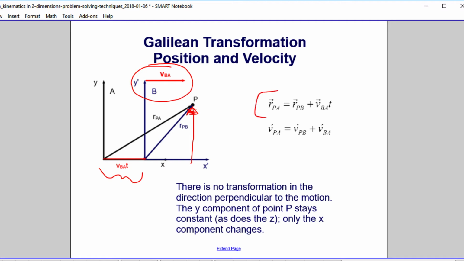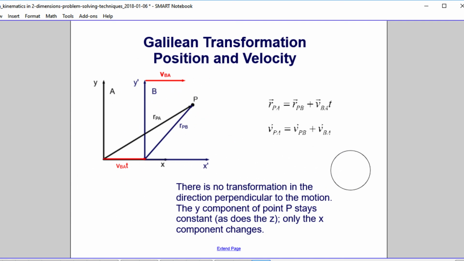So what we have, the position of point P relative to A equals the measurement from point P to the reference frame B plus this velocity times time. And then we have the velocity one, where the velocity of P relative to A, let's say point P is moving itself, will equal the velocity of point P relative to the B reference frame, that's the moving frame, plus the velocity of the reference frame B compared to reference frame A. So let me take those away so you can look at the letters.